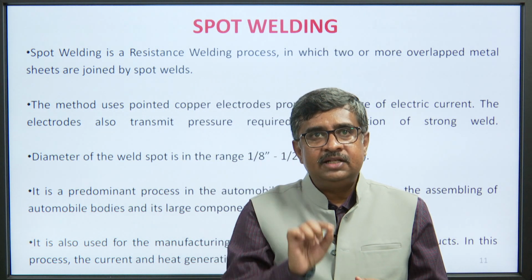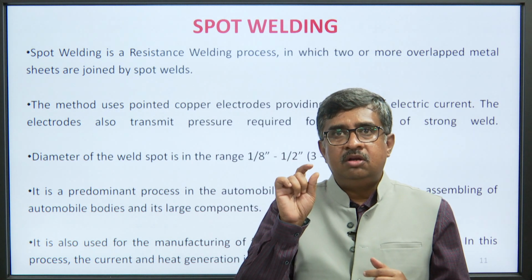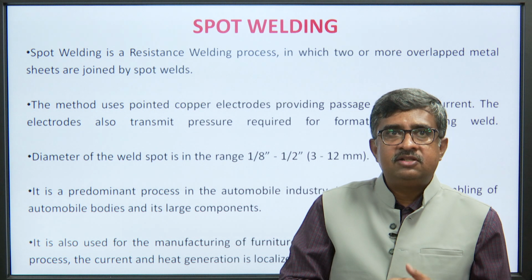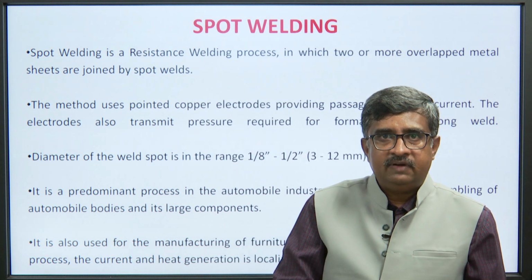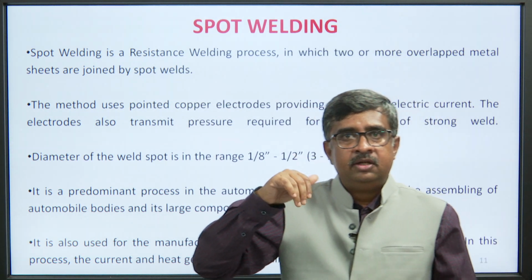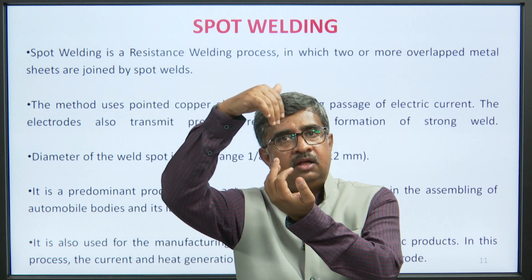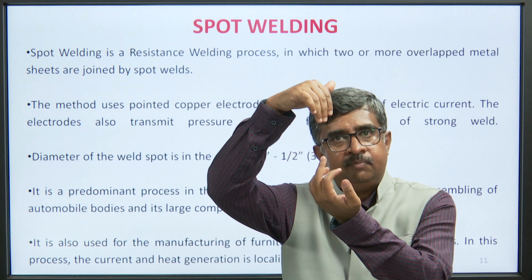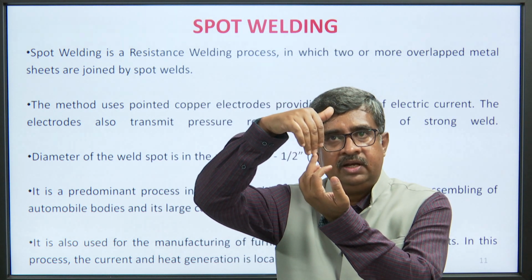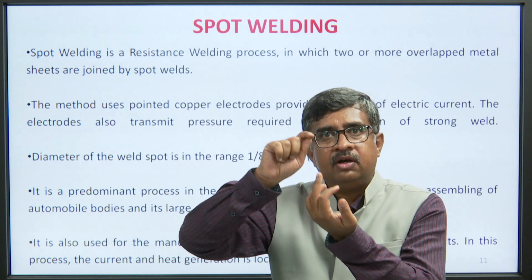So, spot welding is a resistance welding process in which two or more overlapping metal sheets are joined by spot welds. Students, initially I showed you that machine where the electrode was coming in contact with the material which you are going to weld. So, in that you are basically applying a spot.